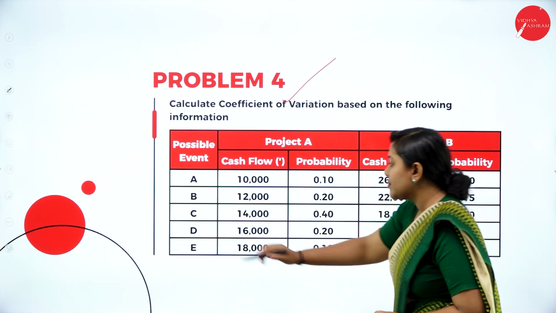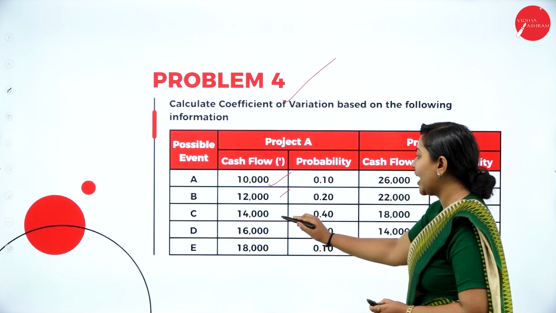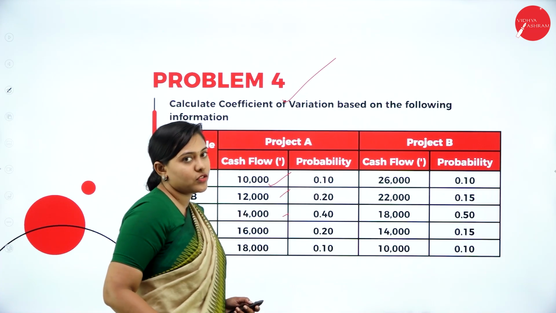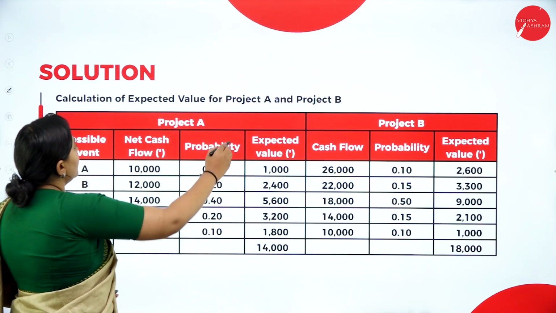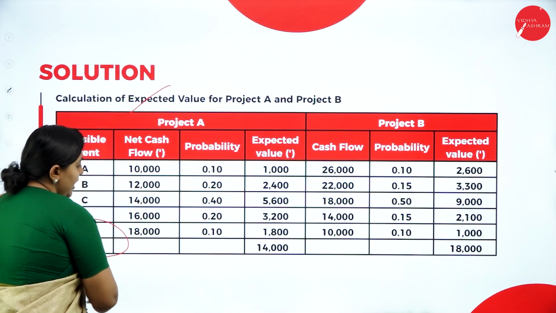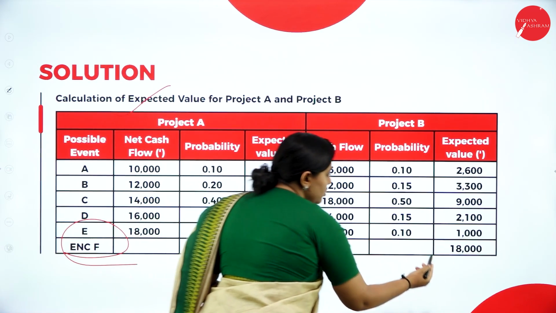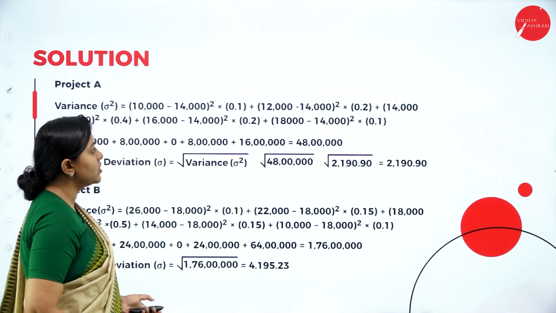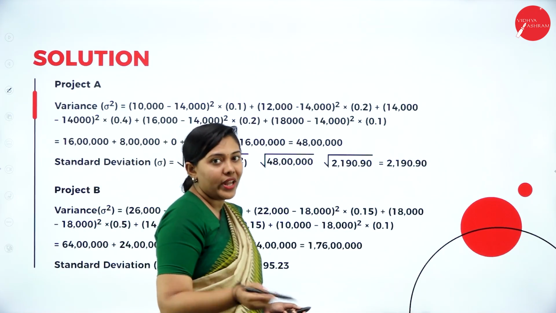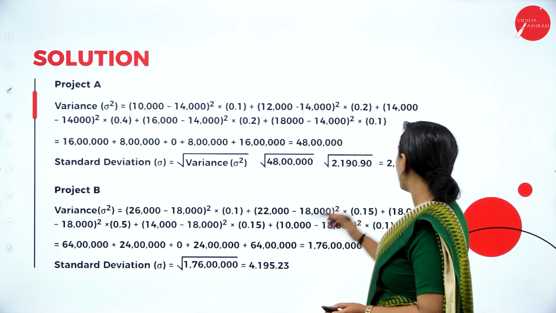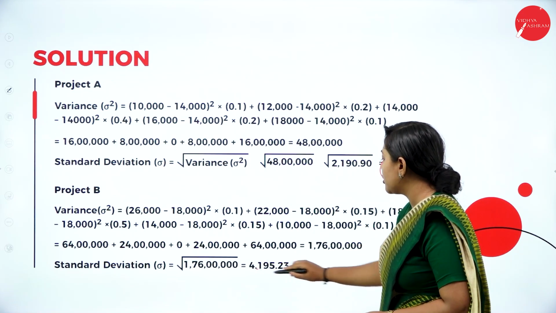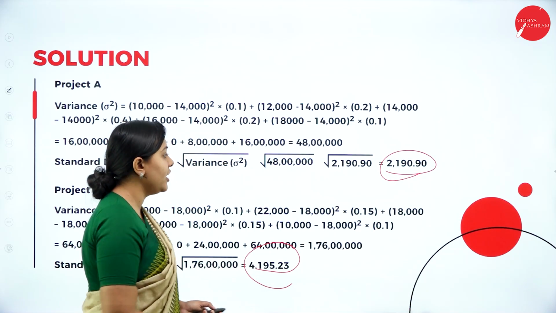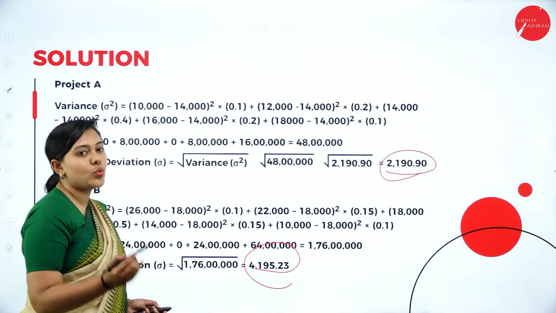So for possible events, Project A probability is assigned. For Project B, the probability and your cash flows are assigned. You have to calculate your expected net cash flows for both projects, 14,000 and 18,000. With the help of this, you need to calculate the variance. When you calculate the variance and standard deviation, you will get 2,190 and 4,195. So the standard deviation is very similar now.